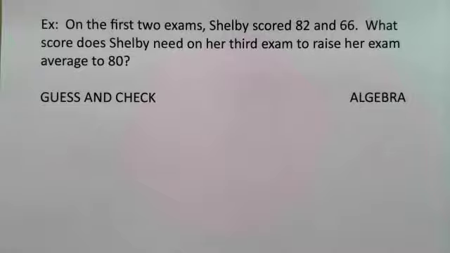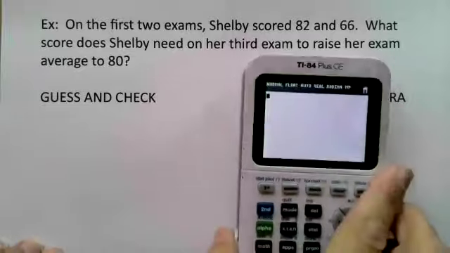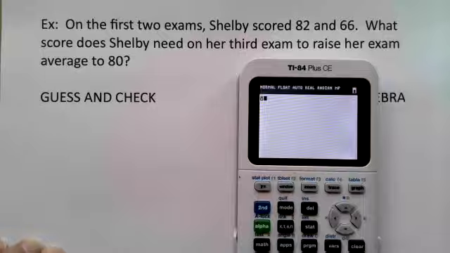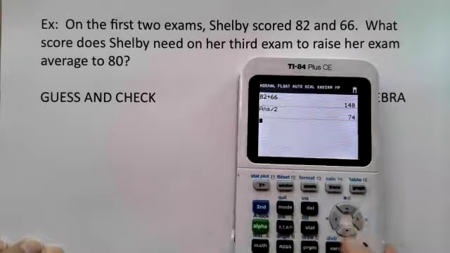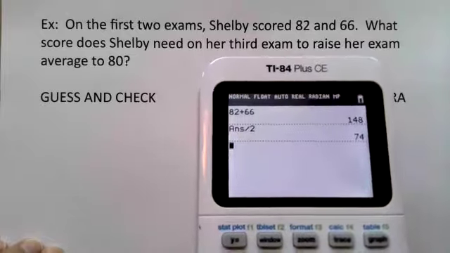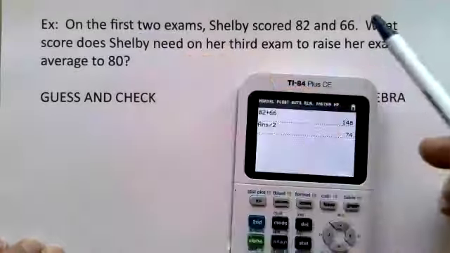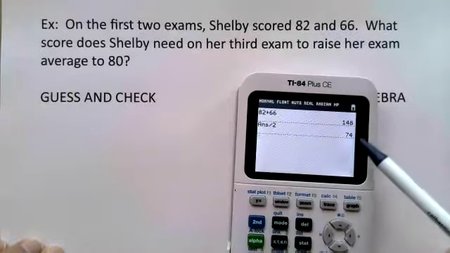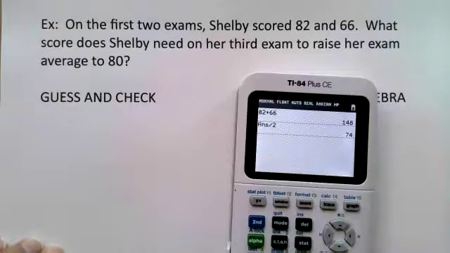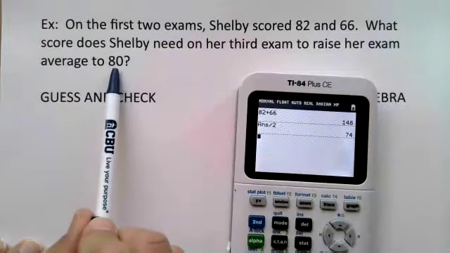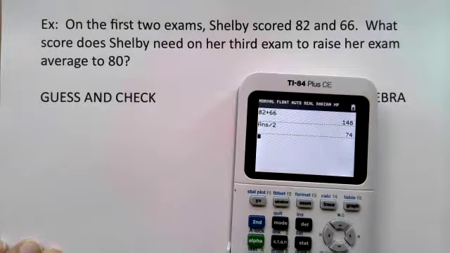You know how to average numbers, right? Like if we just focused on her first 2, I would go 82 plus 66, and I would divide that by 2 because we took 2 tests. So at the moment, Shelby has a 74 average, right? When she just took those first 2 tests, her test average is 74. But she wants to do better. She wants her average to go up to an 80.